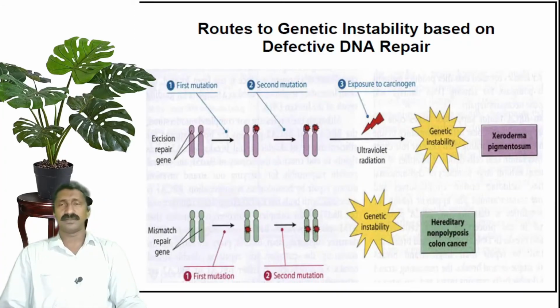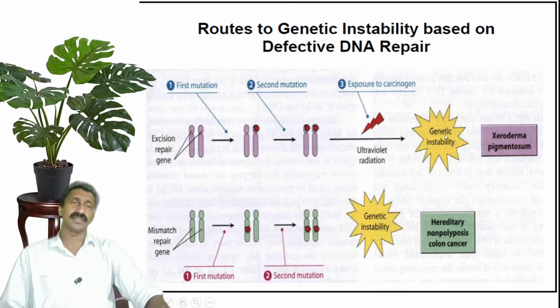So this is another representation, in which genetic instability of cells arises by different mechanisms. For example, the first one is the excision repair of the gene. In excision repair, the first mutation results in a change in one of the genes. The second mutation, if both alleles are mutated, results in the disabling of that particular gene, making it an unstable one.